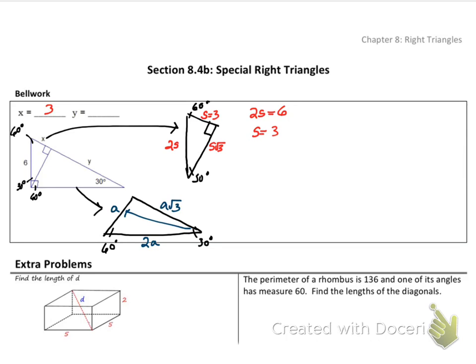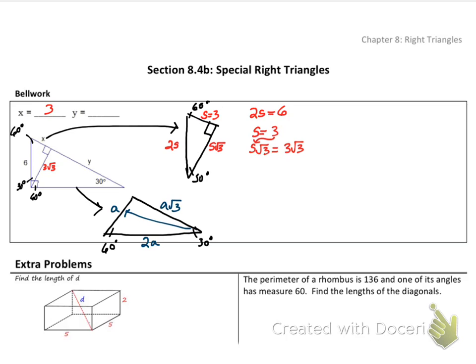I need to figure out this missing side because that's the length between this one and that one. So I need to find this x square root of 3 guy. So x square root of 3 is going to equal, if I plug that 3 in, 3 square root of 3. So this side right here is 3 square root of 3, which means, what does our a equal in this bottom one?